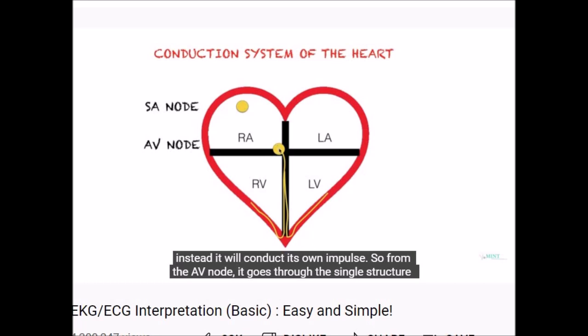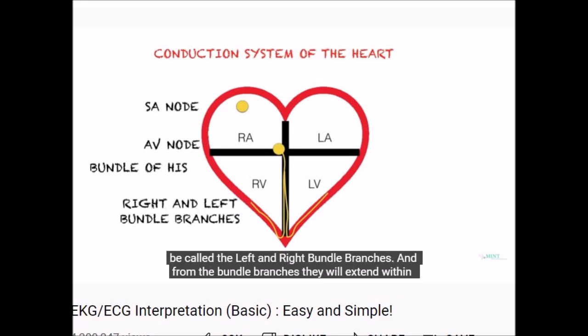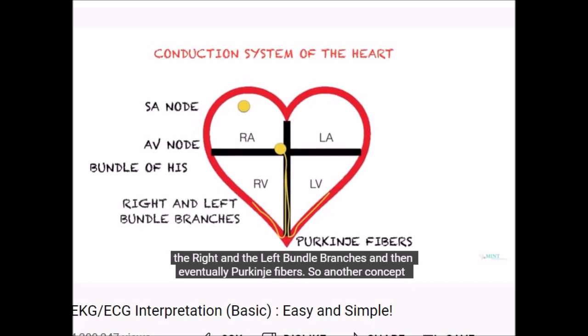From the AV node, it goes to a single structure called the bundle of His. From the bundle of His, the cells bifurcate into two separate branches, one to the left and one to the right, called the left and right bundle branches. From the bundle branches, they extend within the apex of the heart and are called the Purkinje fibers. So again, the conduction system of the heart begins at the SA node, goes to the AV node, next is the bundle of His, the right and left bundle branches, and then eventually the Purkinje fibers.